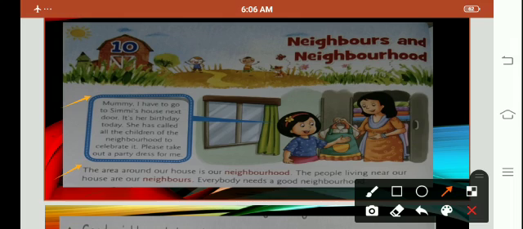So these lines tell us that the area which is around a house is called a neighborhood. The place where we live is our house, and the place which is around a house, the place which is near a house, is called a neighborhood, and the people living near a house are called neighbors, and everybody needs a good neighborhood.